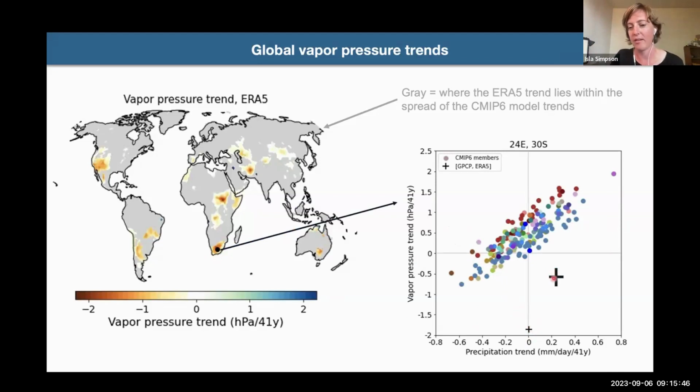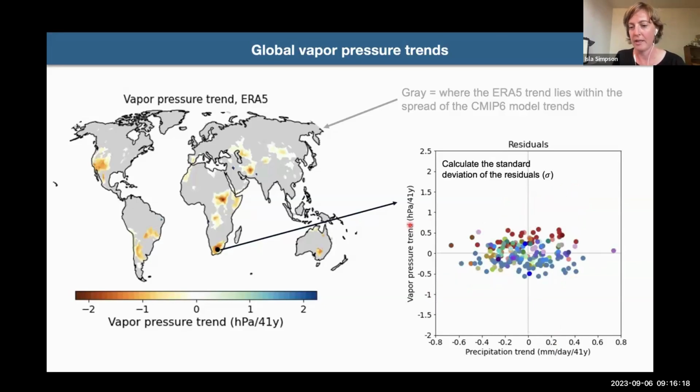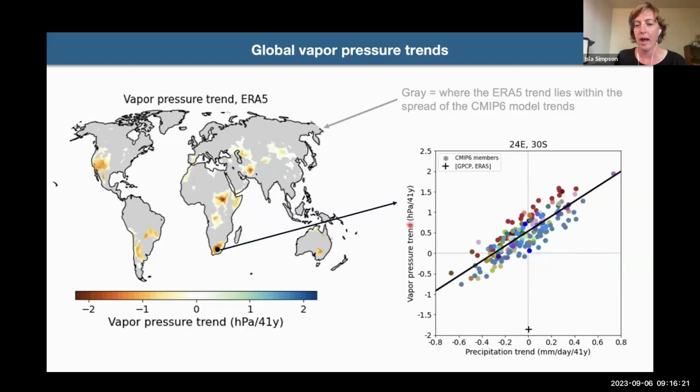If we just asked, is this outside of the model distribution when it comes to the vapor pressure trend, we'd say no, because there are members that give you as big a decline. But if we account for the fact that it's getting this decline in vapor pressure while also having this particular precipitation trend, we'd say that yes, this does lie outside the model distribution. So what we're going to do is take all of the CMIP6 models and members and calculate the linear relationship between the vapor pressure trend and the precipitation trend. Calculate the residuals from that relationship and their standard deviation, and then use those to put a plus or minus 2 standard deviation range around this regression line.